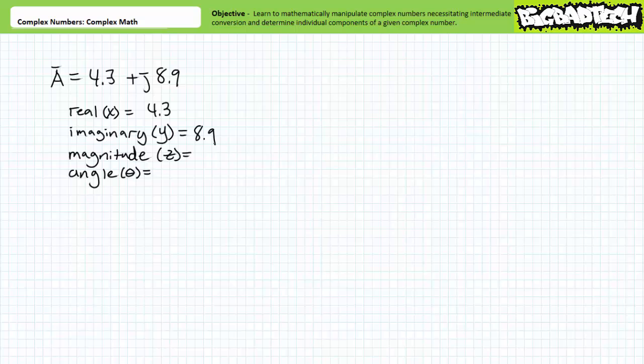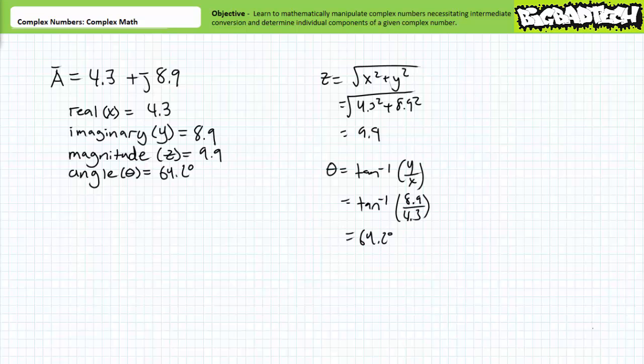If, however, we're asked for the magnitude only, this necessitates a conversion. One determines the magnitude of the polar equivalent as the square root of the sum of the squares of the real x and imaginary y components. Substituting our given values, we will find a magnitude of roughly 9.9. Finally, if we're asked for the angle only, this also necessitates a conversion. One determines the angle of the polar equivalent as the inverse tangent of the imaginary y over the real x. Substituting our given values, we find an angle of roughly 64.2 degrees.